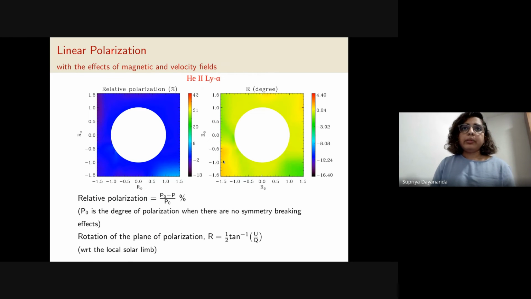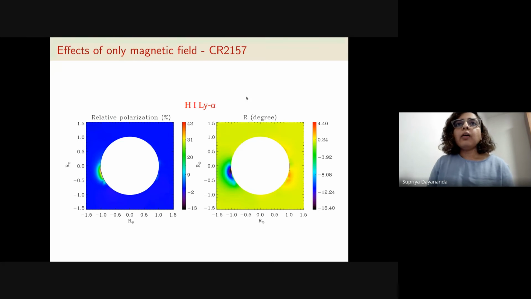Now let's see what happens in the helium-2 Lyman alpha line. You hardly see any relative polarization or rotation of the plane of polarization. There are some signatures, but it is important for us to understand whether they are coming from the magnetic field effects or velocity field effects. Mind you, we shouldn't get any magnetic field effects for the kind of fields in the model for the helium-2 Lyman alpha line.